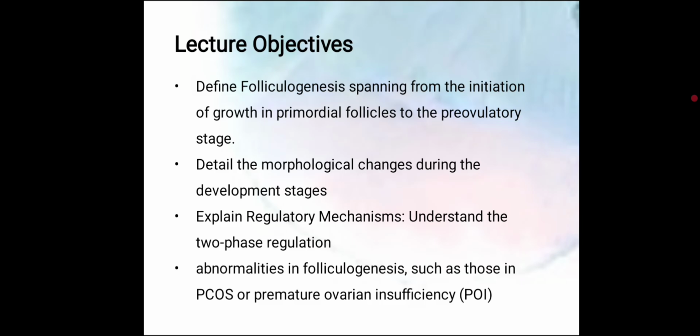Lecture objectives: we will define folliculogenesis and its growth from primordial follicle to Graafian follicle, detail the morphological changes in this developmental stage, and explain the regulatory mechanisms for folliculogenesis. We will also cover pathology or abnormalities in its form, such as PCOS, which stands for polycystic ovarian syndrome, and premature ovarian insufficiency. By the end of the lecture, we'll define and explain these terminologies.